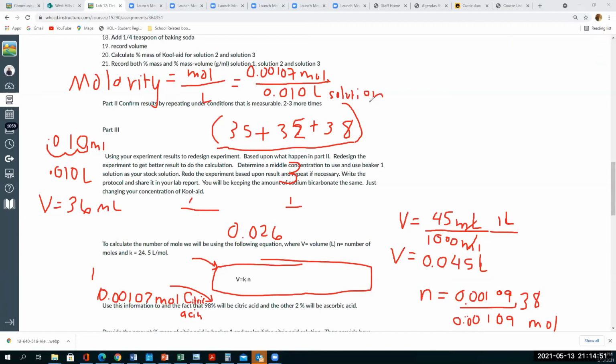Dr. Henry. Yep. So for my N, I got 0.46, which I rounded to 0.0015. And after that, I would divide it by the 98%. You'd multiply it by 0.98, because you're looking at the percent. 2% of it is going to be ascorbic acid, and the rest of it is going to be citric acid. So the majority of it is citric acid.